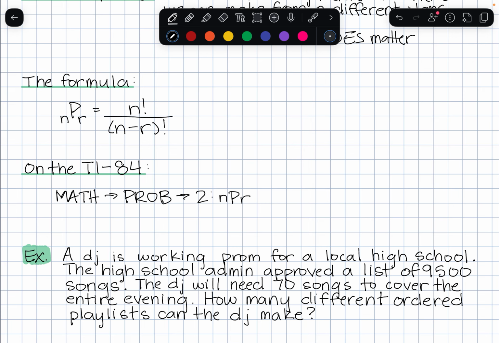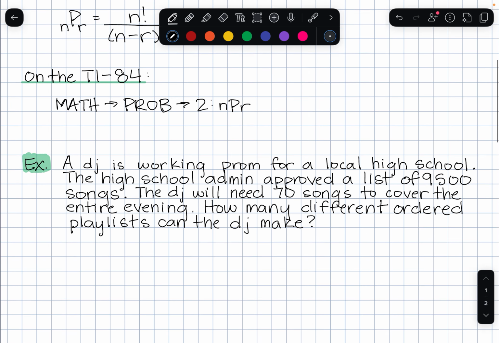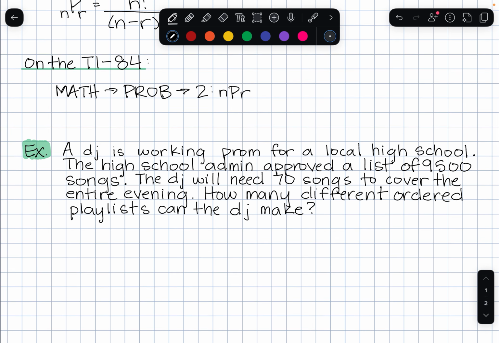Let's go ahead and do an example. We'll do this one both ways just to double check. So this one says a DJ is working prom for a local high school. The high school admin approved a list of 9,500 songs. The DJ will need 70 songs to cover the entire evening. How many different ordered playlists can the DJ make? So we have a list of songs that is 9,500 long, so 9,500 is n. From that, the DJ needs to choose 70 songs.